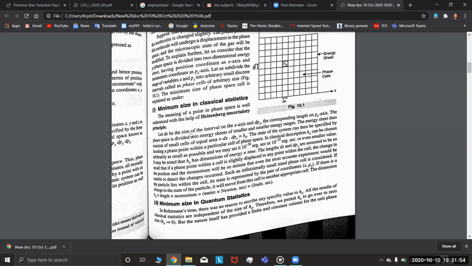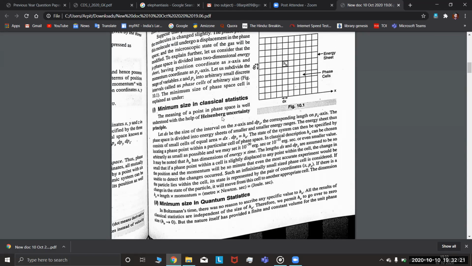The meaning of a point in this phase space is well understood with the help of the Heisenberg uncertainty principle. So this new thing is coming into the picture. Let's see what it presents. Let dx be the size of the interval on the x-axis and dpx on the px-axis. The phase space is divided into energy sheets of smaller and smaller energy ranges. Mind it.